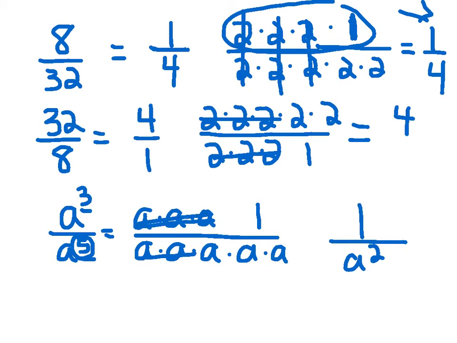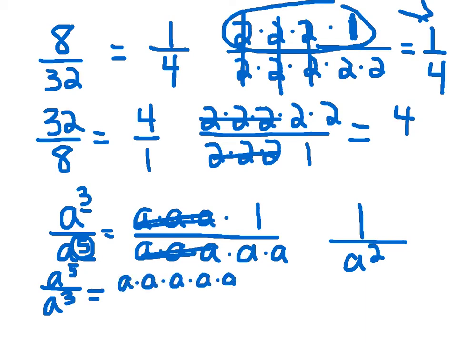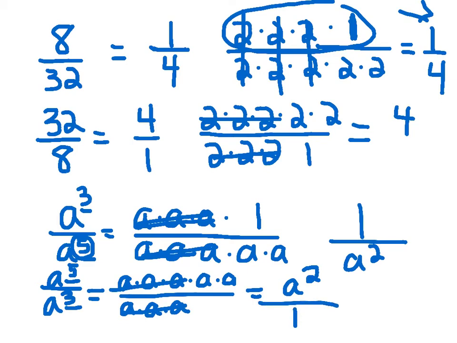Don't get fooled by this dropping out the 1 to think that there's nothing left here. It's still 1 on the top. On the other hand, if I have a to the fifth over a to the third, now I'm going to have 5 on the top and 3 on the bottom. So when I simplify that, I have plain old a squared. 5 minus 3 is 2, and it goes in the numerator of the fraction, because the 5 was more. There were more a's on the top, or numerator, to begin with.